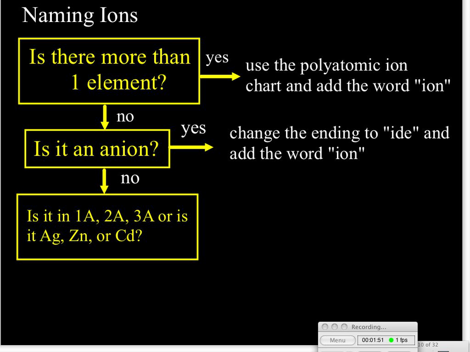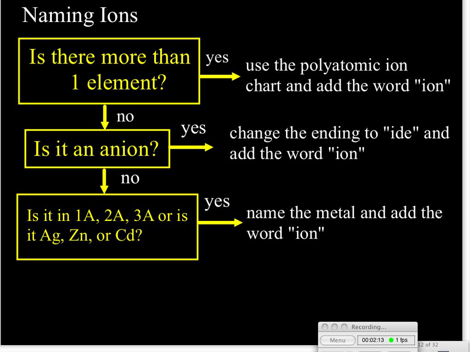The next question you should ask is, is that cation a metal that's in group 1A, 2A, or 3A, or do we have silver, zinc, or cadmium? If we have any of those three, or the 1A, 2A, or 3A, then what we need to do is just identify the metal, name the metal, and then add the word ion. You see that word ion is important because if you don't put it in there, it sounds like we're talking about the atom and not the ion.